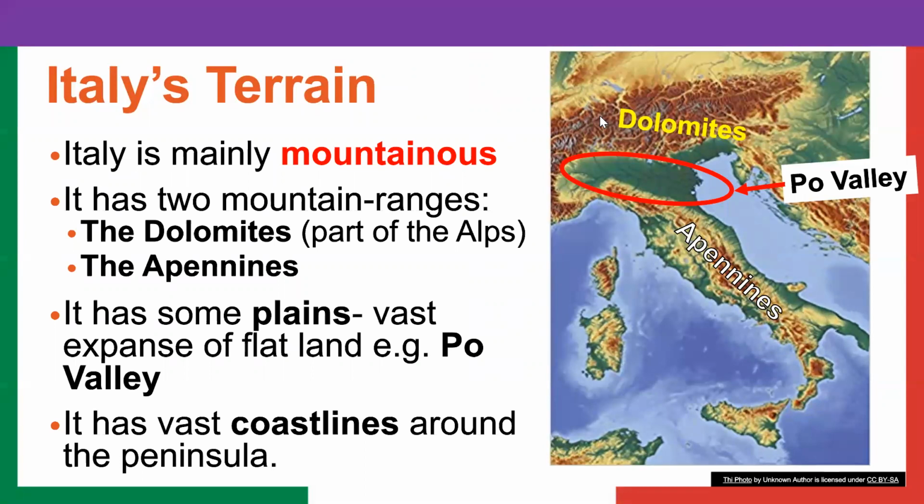Okay, so Italy is mainly mountainous. So there's a lot of mountainous areas in Italy. It has two mountain ranges, the Dolomites, which is part of the Alps, as you can see up here, and the Apennines. It has some plains, which are vast expanses of flat land, such as Po Valley, and it has vast coastlines around the peninsula. So there's a lot of coastlines.